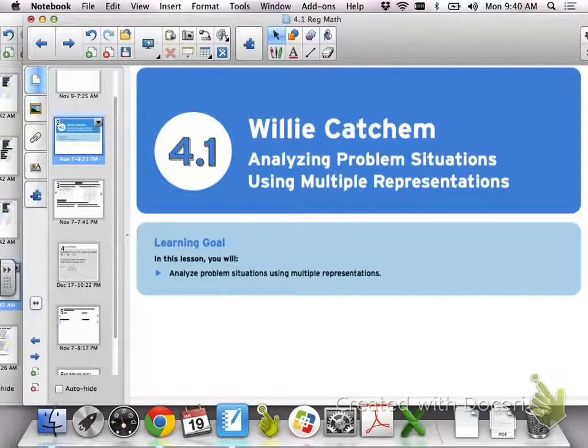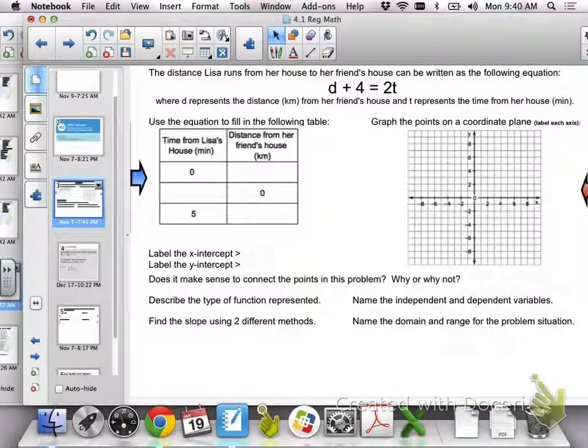Representations in tables, in graphs, and as equations. Okay, so ladies and gentlemen, what I'm going to do right now is give everybody a half sheet of paper that looks like this. But in the meantime, if you could all look at the board, because you don't have your half sheet of paper in front of you.